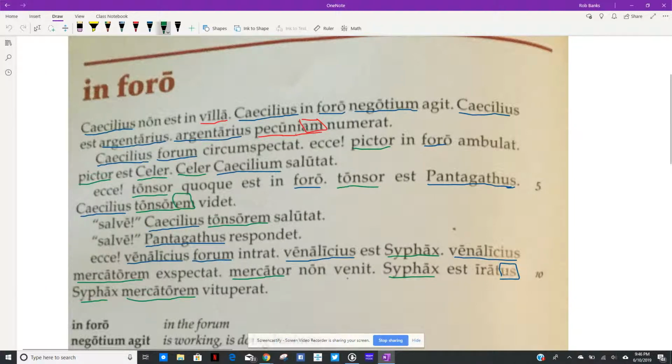Mercator non venit, the merchant does not come. Syphax est iratus. Syphax is angry. Well, maybe he needs a better line of work. Syphax mercatorem vituperat. Syphax curses or tells off the merchant, the very merchant who's not there. But he likes to tell off people when they're not there. It makes for less fights. All right, till next time.